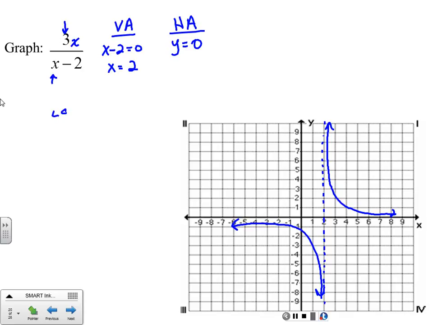Leading coefficient over leading coefficient. So it would be y equals 3 over 1. Right? Leading coefficient over leading coefficient.